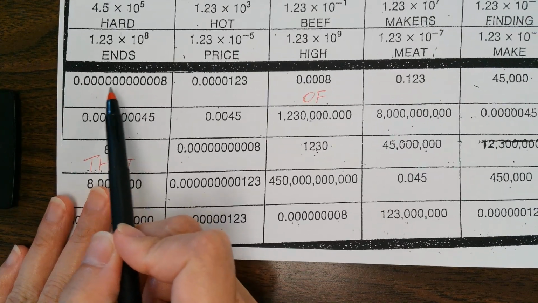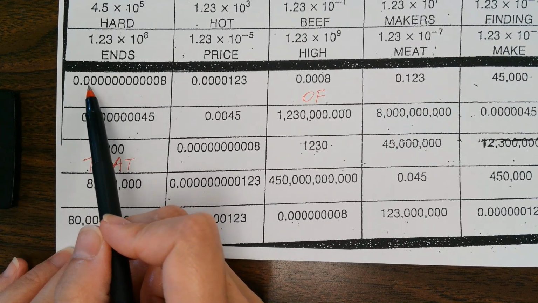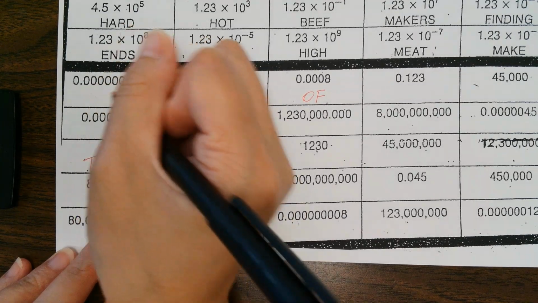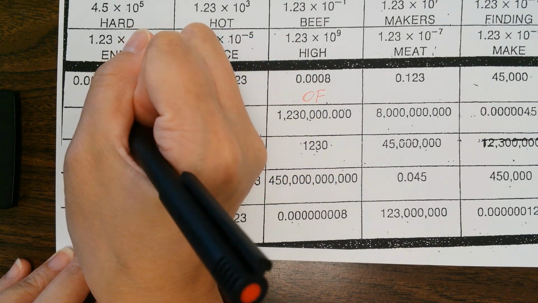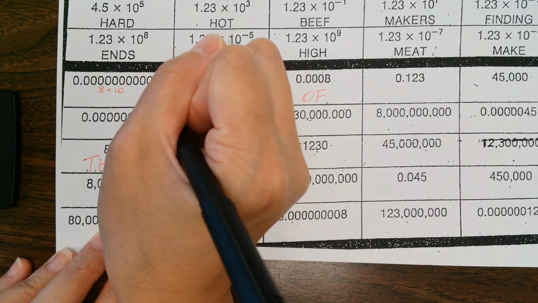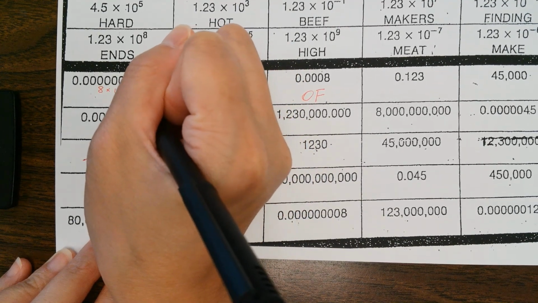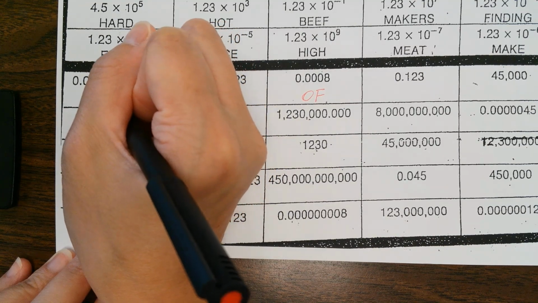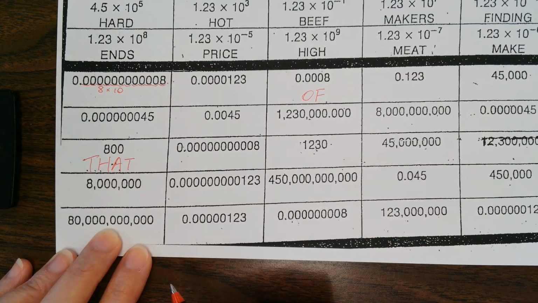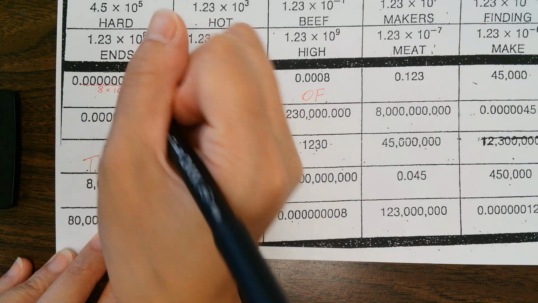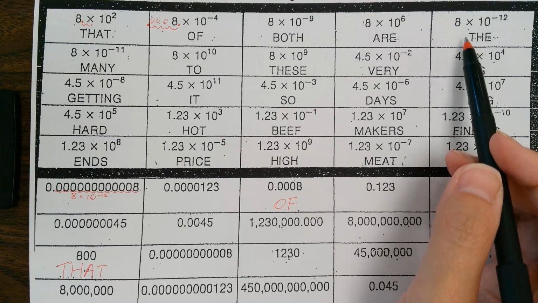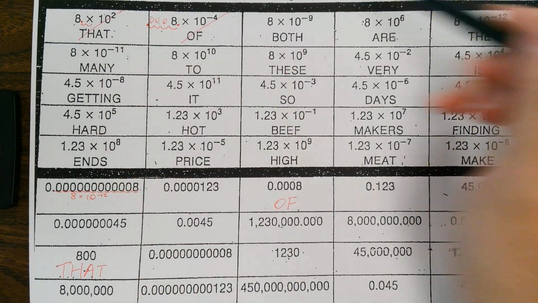Similarly, for the sake of the lesson, if I were to change this to a scientific notation, what would this be? This would be 8 times 10 to the power of... if you count 1, 2, 3, 4, 5, 6, 7, 8, 9, 10, 11, 12. So what would my exponent be? Negative 12. So which word is 8 times 10 to the negative 12? The. Right here.